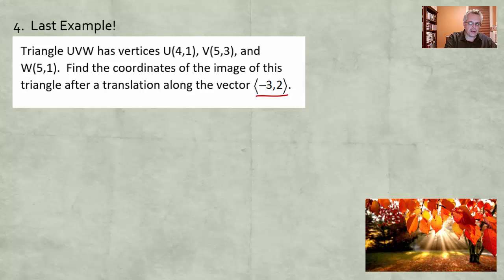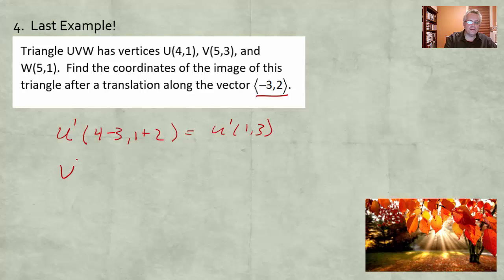So remember, the vector tells me how it changes. So here's what U prime is going to be. U prime is going to be 4 minus 3. That's going to be its x coordinate. And then 1 plus 2. The x coordinate is going down by 3. And the y coordinate, 1 plus 2, is going up by 2. So we get that U prime is (1, 3).